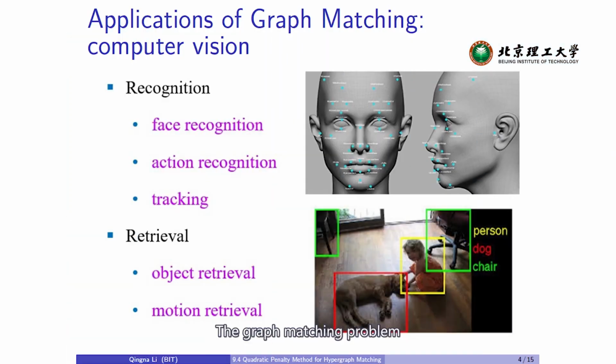Now, the graph matching problem has many applications in computer vision. For example, in recognition, we can apply this to face recognition, action recognition, and tracking. Also, in retrieval, we can retrieve the object or motion from a figure. So these are the applications of graph matching.